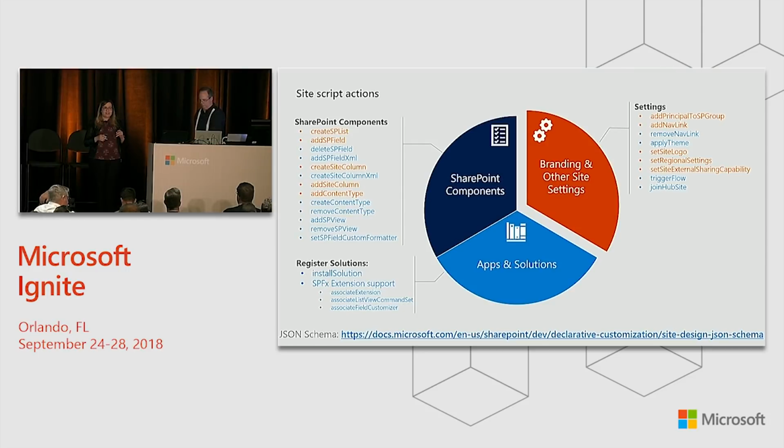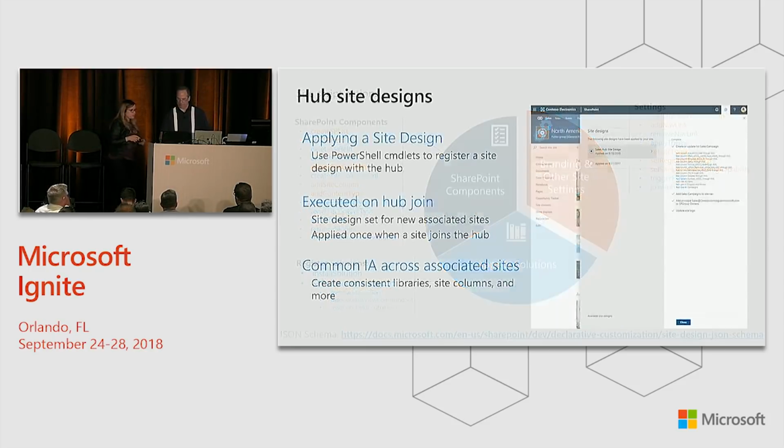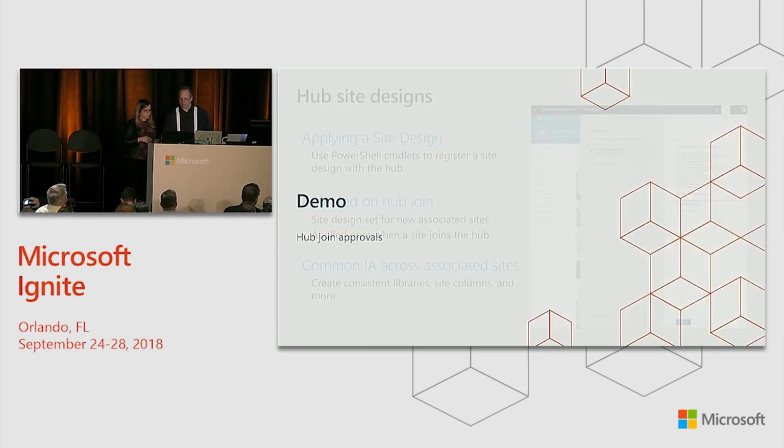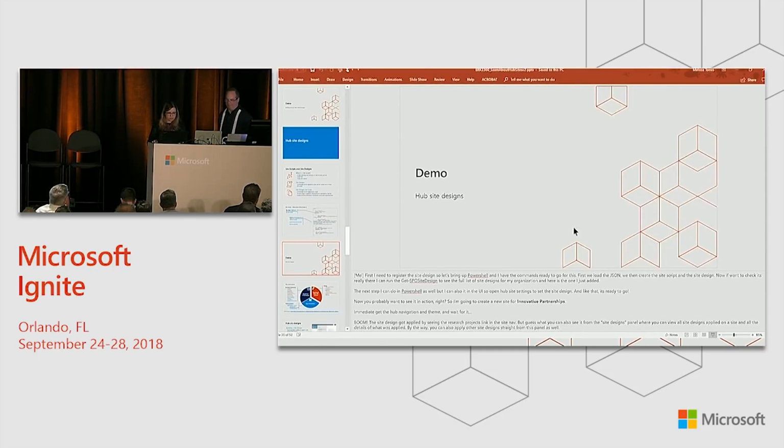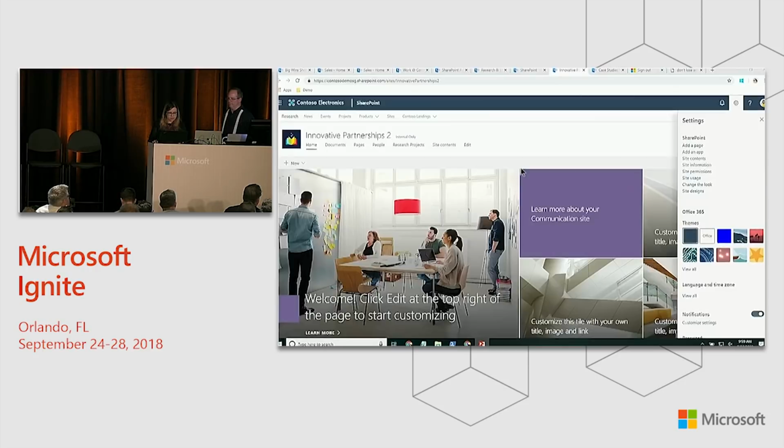Now, I said there were 2 steps to finish. Site designs was first. Here's a quick recap of what we talked about. The second one is hub join approvals. And for this, I'm just going to show you a quick demo. So let me collapse that.